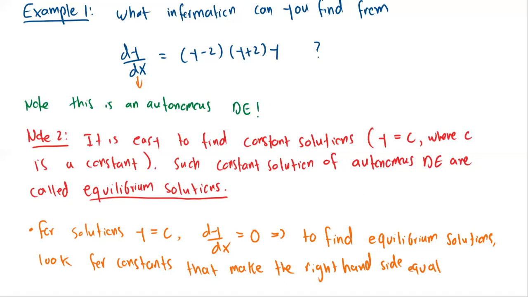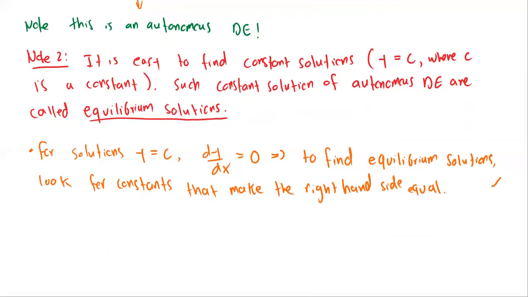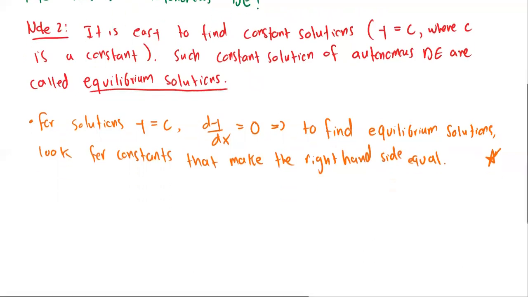And this is the process to find equilibrium solutions. Again, the left-hand side is always equal to 0 if y is a constant. So how do we make this an equality? Well, really all we need to do is worry about the right-hand side. Look for constants that make the right-hand side equal to 0. And that's the process. That's how you find equilibrium solutions, as simple as that.